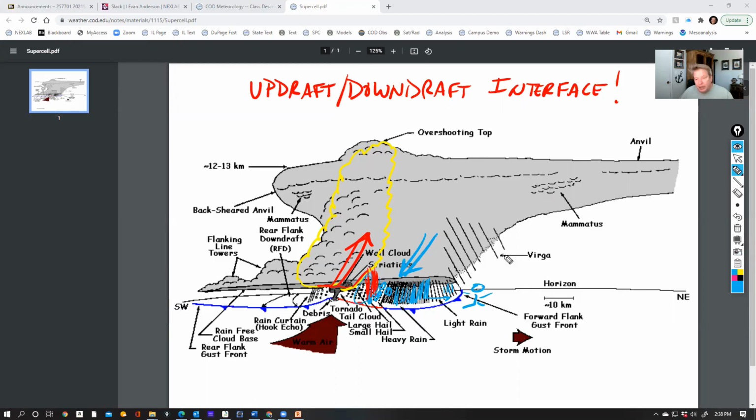And where those two are meeting, this region over here, this is the place where we have to be really concerned, right in there, near the updraft, downdraft interface. The hail, the winds are downdraft features. The tornado is an updraft feature. Okay, that's a supercell.